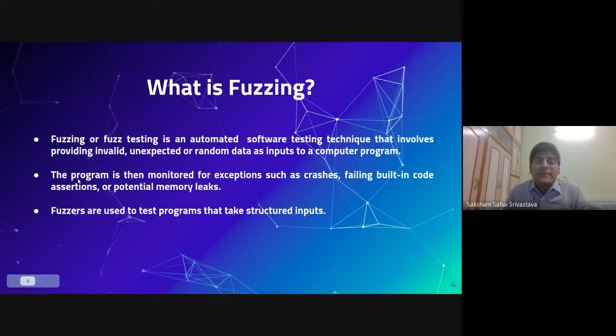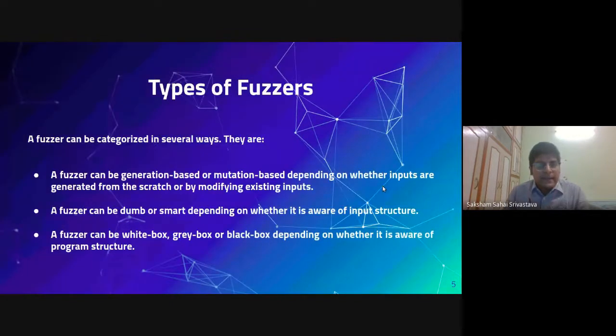Okay, then the program is monitored for exceptions such as crashes, failing built-in code assertions, or potential memory leaks. I'll talk about crashes and assertions in the later part of the lecture. Then fuzzers are used to test programs that take structured inputs. Okay, then we move on to types of fuzzers.